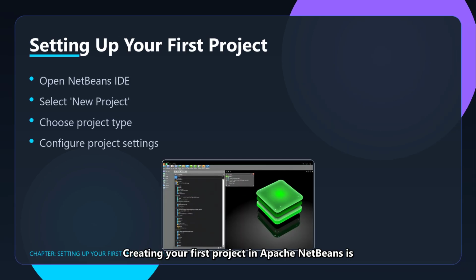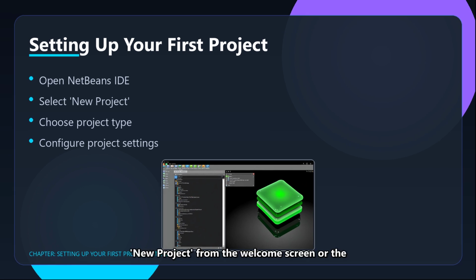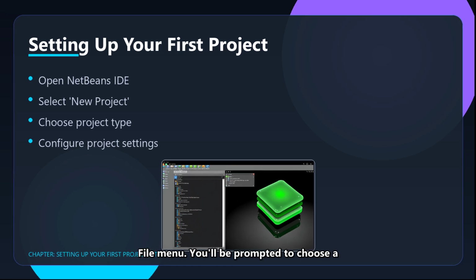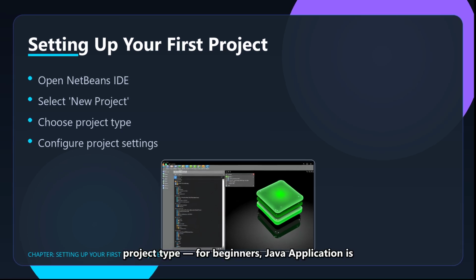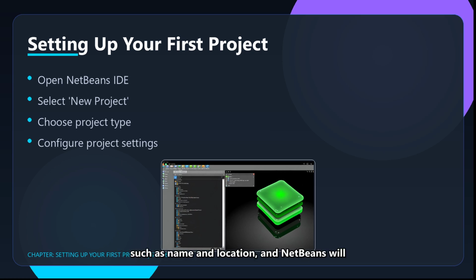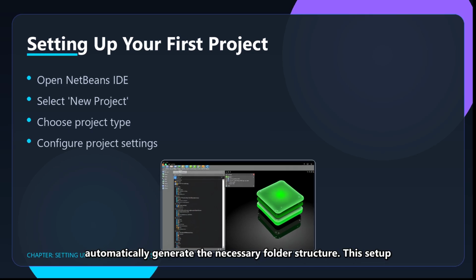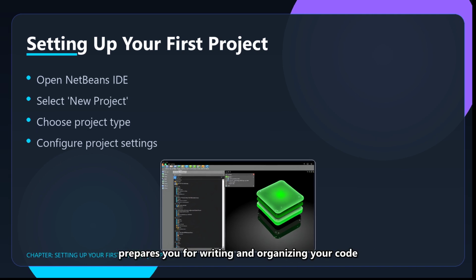Creating your first project in Apache NetBeans is simple and intuitive. Open the IDE and select New Project from the Welcome screen or the File menu. You'll be prompted to choose a project type. For beginners, Java application is a great starting point. Configure your project settings such as name and location, and NetBeans will automatically generate the necessary folder structure. This setup prepares you for writing and organizing your code efficiently.